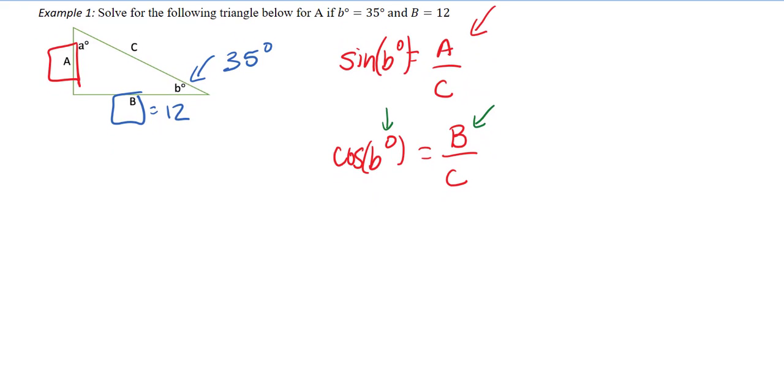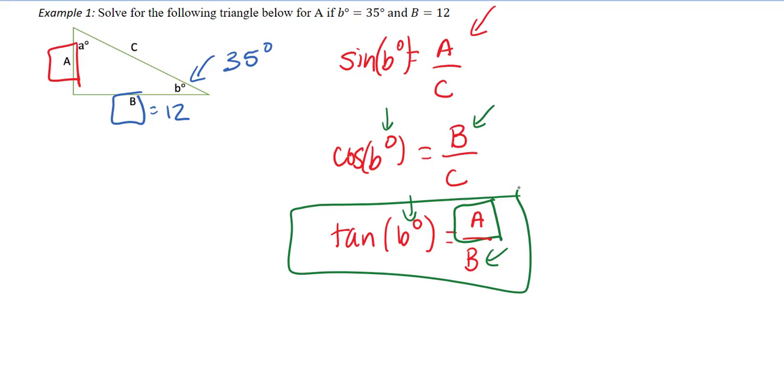So let's go over the next one, which would be tangent. Tangent of the angle is opposite, so that's A, over the adjacent side, so that's B. Now we know what angle B is, and we know the side of B, and we're actually looking for the side of A. So actually, this is the function we want to use. That's great. And so now let's go ahead and plug in our values.